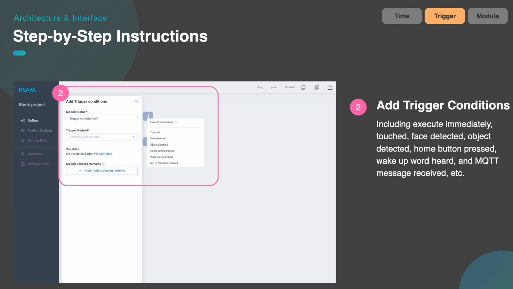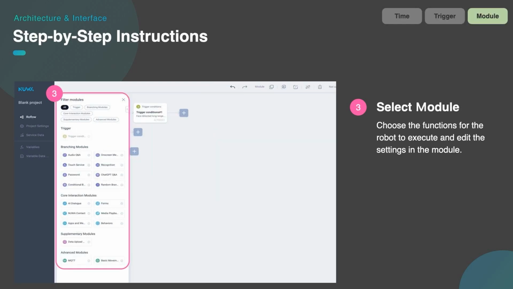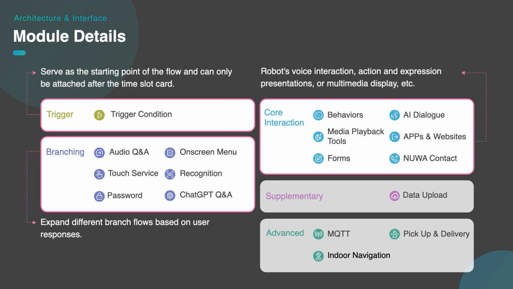Then add trigger conditions and select the trigger mode of the robot, including execute immediately, touched, face detected, object detected, home button pressed, wake up word heard, and MQTT message received, etc. Finally, add modules after the trigger conditions, sequentially selecting the functions for the robot to execute and editing the settings in the module. Modules are divided into 5 main categories.